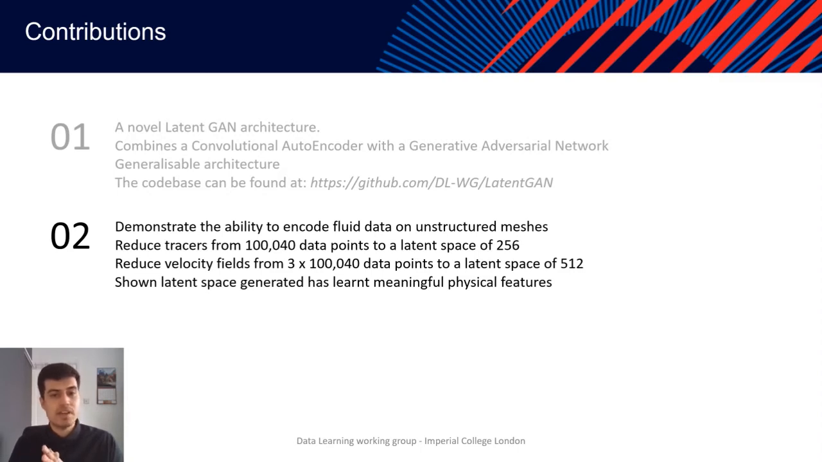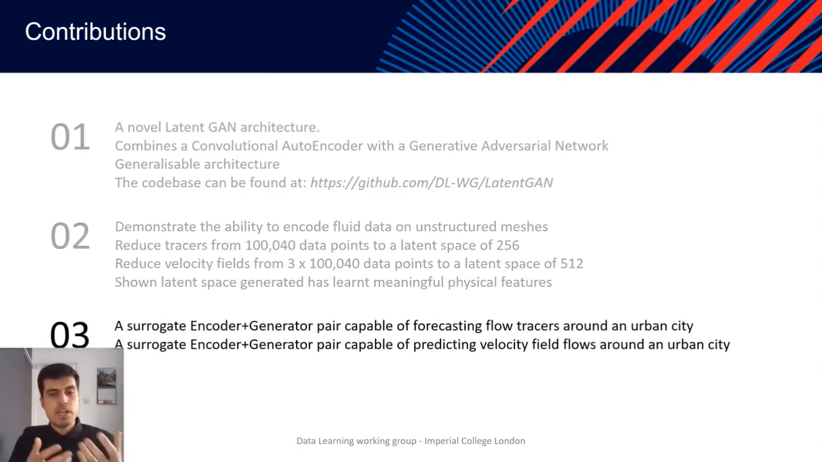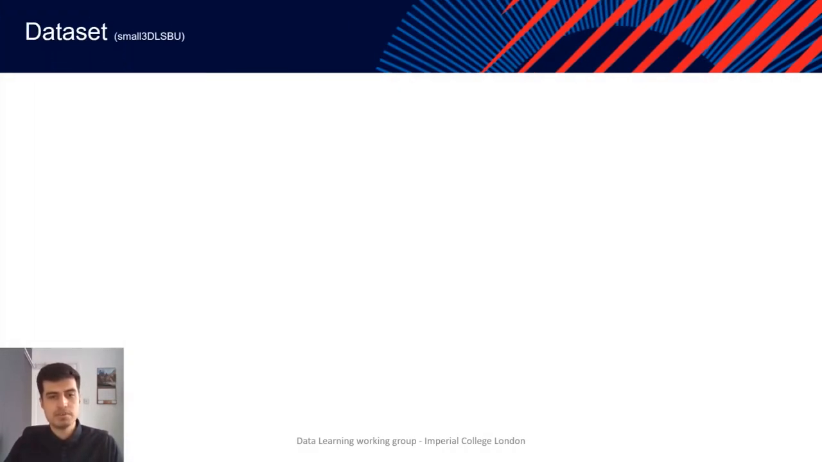As the latent spaces have retained important physical features of the given domain, they can then be used for further applications where reduced order models are favored. For this study, they were passed to a generator model. And finally, we present a surrogate encoder and generator pair that is capable of producing tracer flows and also velocity fields at the preceding time step in real time, providing benefits for works such as MAGIC and has potential for the wider field of computational fluid dynamics.